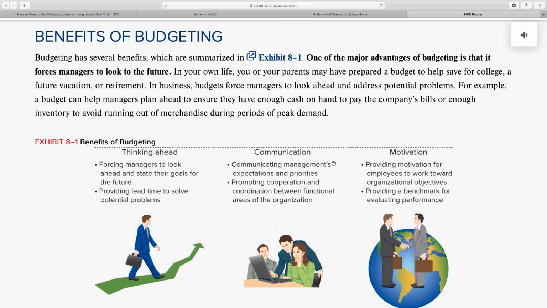And motivation. We can use the budget to evaluate the employee's performance, right? If the department has a goal, a target that it has to meet, and it doesn't meet it, right? And it turns out to be the fault of the people that work in that department, right? Well, then maybe they need to be told that. By the same token, if they achieve the goal, if they hit the targets, they should get bonuses and be compensated for that.